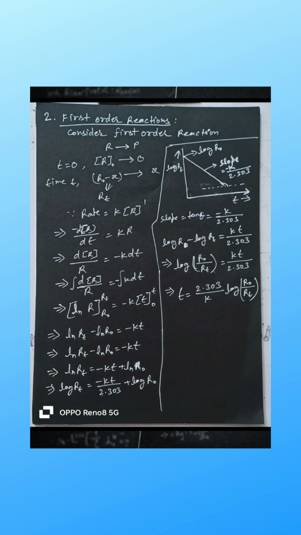The line has a negative slope. The slope of this line is equal to minus k divided by 2.303. Because the slope is negative, the line goes downward. From this slope, we can calculate the value of the rate constant K. So, this graph proves that the reaction is a first order reaction, because we are getting a straight line between log of R and time.